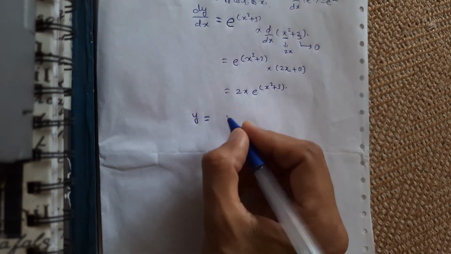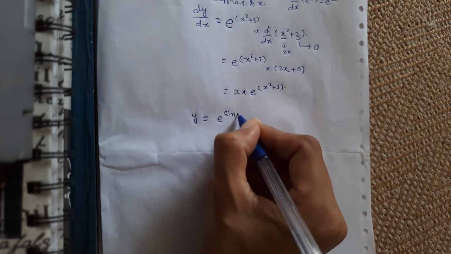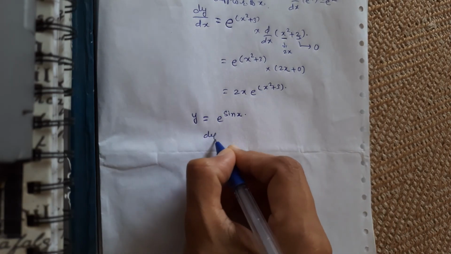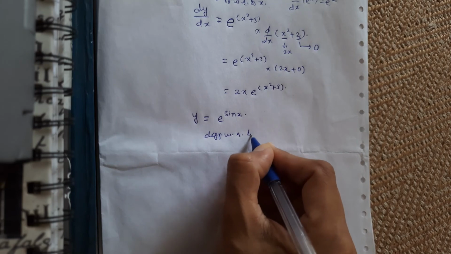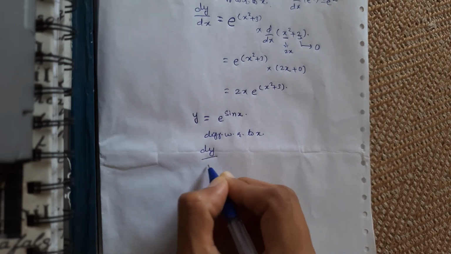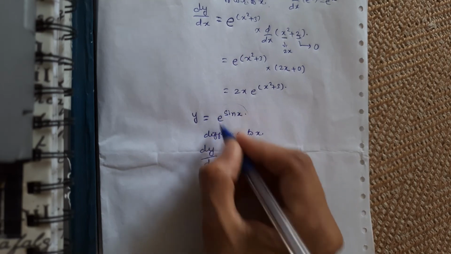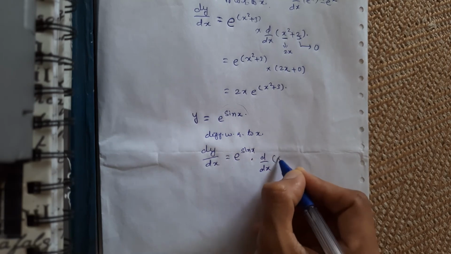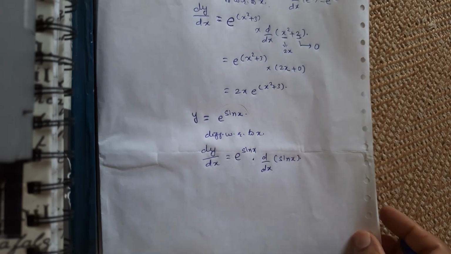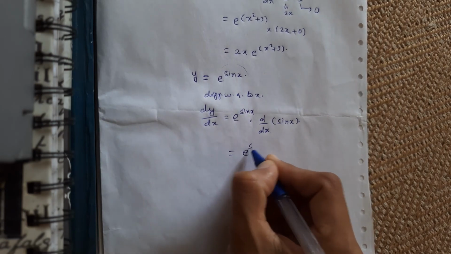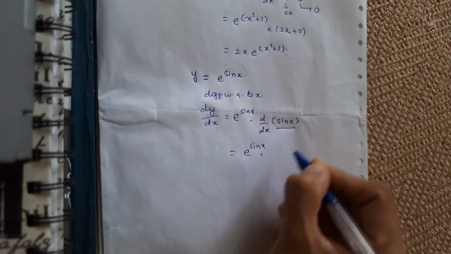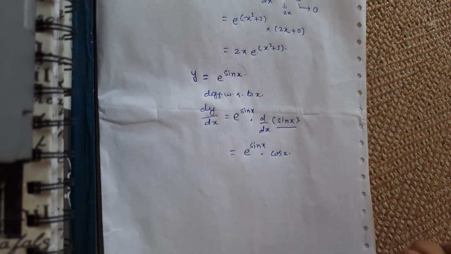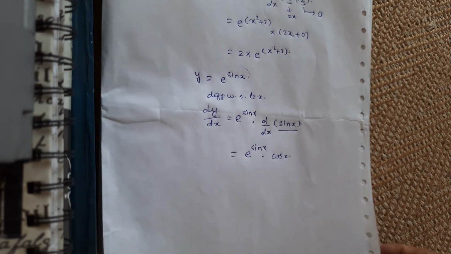y equals e to the power sin x. Okay. So differentiate with respect to x. dy by dx will be e to the power sin x into derivative of sin x, which is e to the power sin x into cos x. Okay, so I hope you understand the problems.